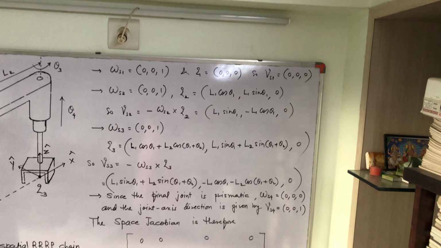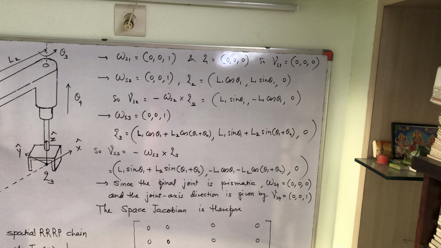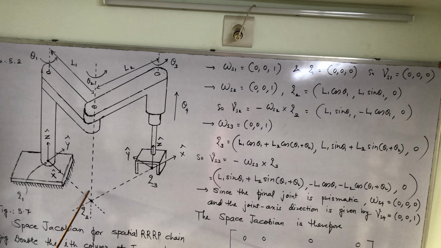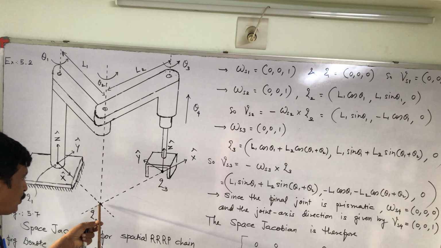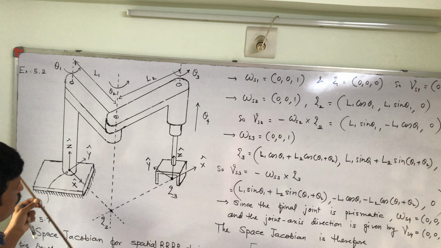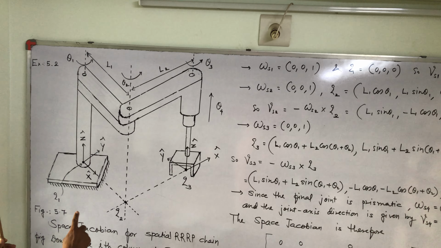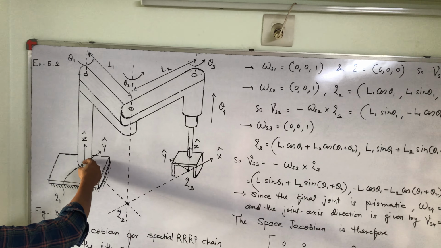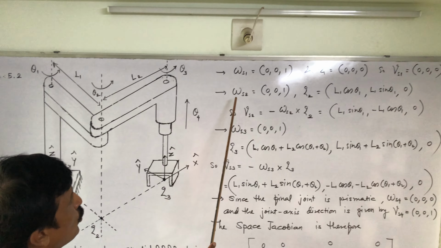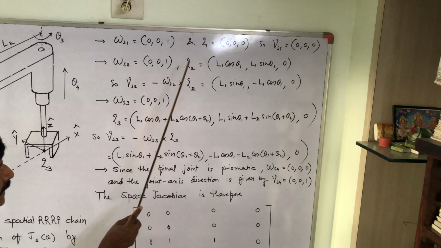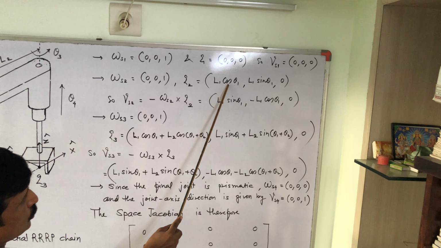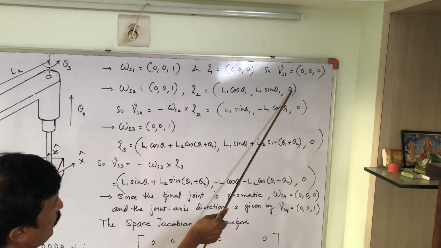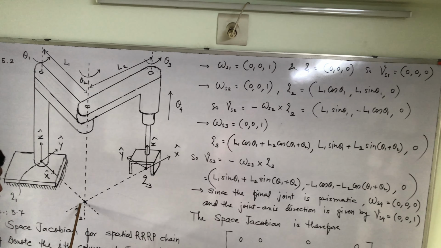And for this joint, consider this axis. If we consider the body's origin here, and this one is q2, then this one is minus q2. So omega s2 cross q2 gives this velocity. Omega s2 is 0, 0, 1 and q2 is L1 cos theta 1 as x coordinate, L1 sin theta 1 as y coordinate, and z coordinate 0 because it is in the xy plane.